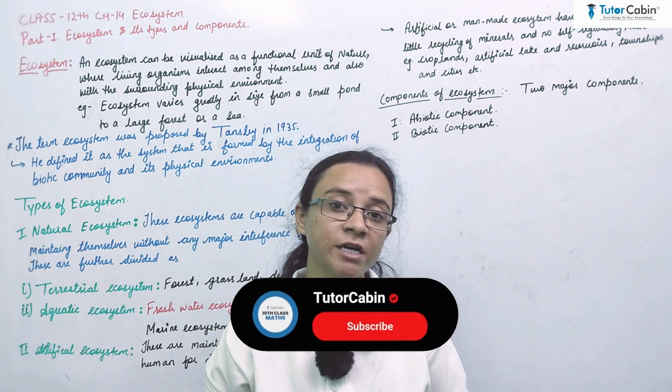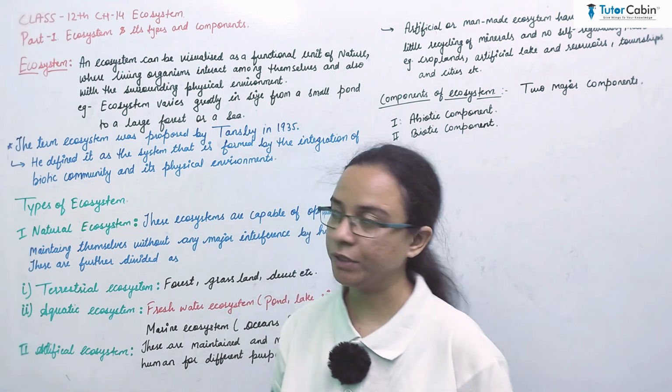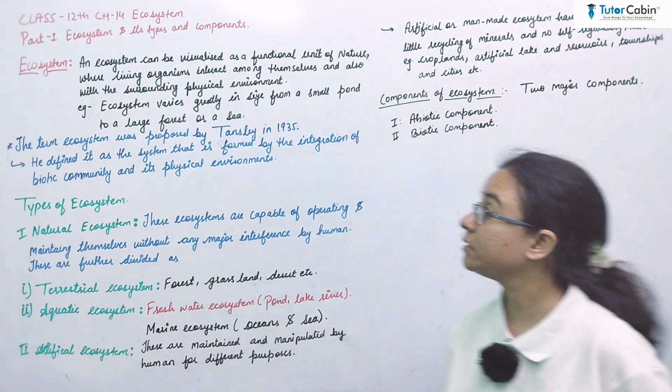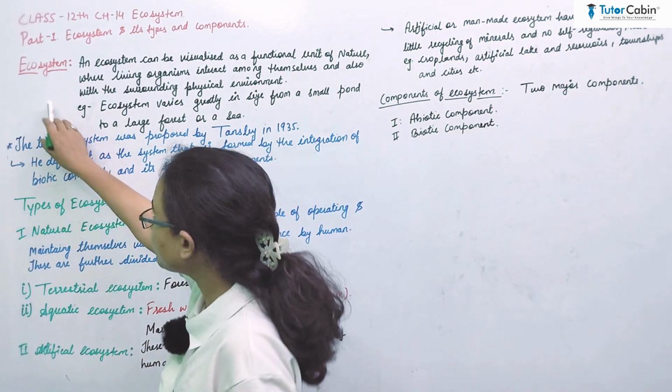Today in this lecture we study about the ecosystem. This is part first, chapter number 14: Ecosystem and its types and components. Ecosystem. First of all, ecosystem.